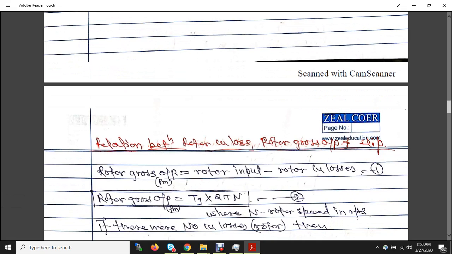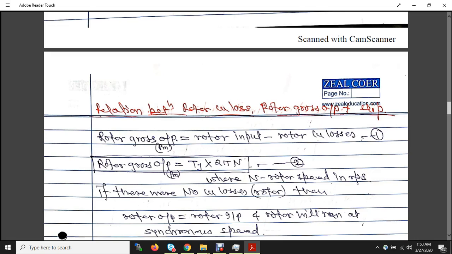Let us first develop the relation, or let us put the relation: rotor gross output equal to rotor input minus rotor CU loss. Say this is equation 1. Now we know the general equation, power equal to T omega. So in this way, rotor gross output, that is Pm, equal to Tg into 2 pi n, where n is the rotor speed in RPS.